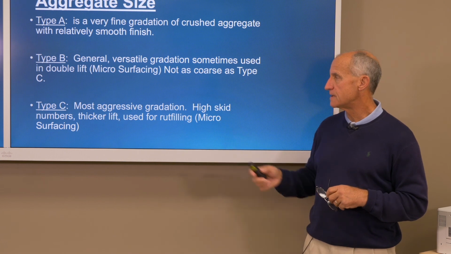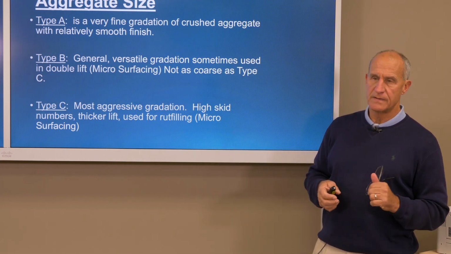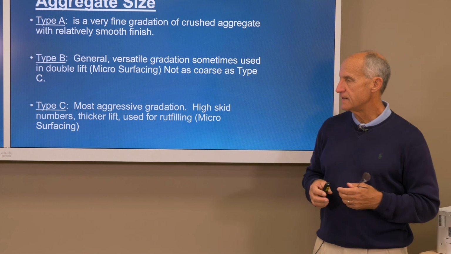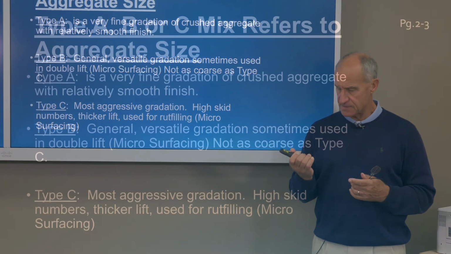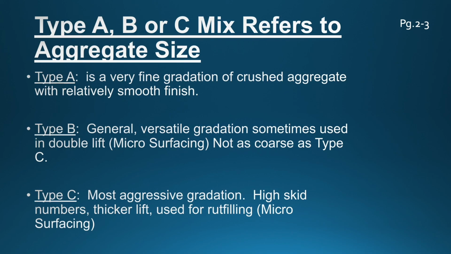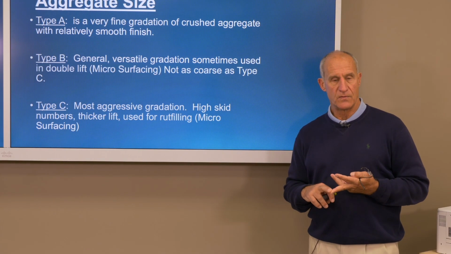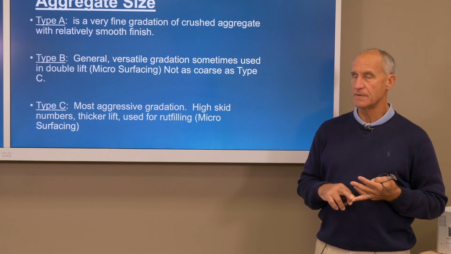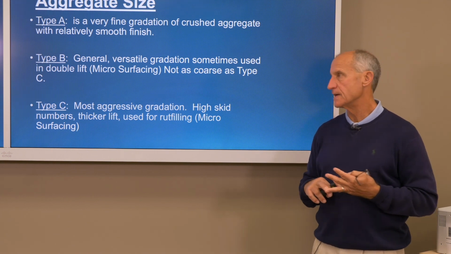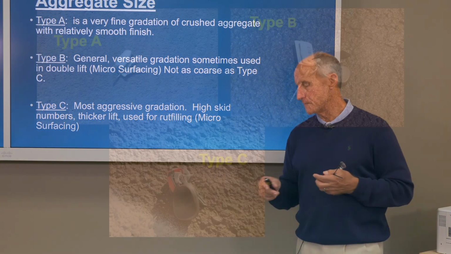Not till we get into a type C mix, where the rock in that particular gradation of number 10 aggregate is about the size of a fingernail. It'll be the largest size rock that you'll be using there. It'll give you the most aggressive gradation. The higher skid numbers will be achieved by using the type C aggregate. And if we have to get into any reprofiling or rut filling work with the microsurfacing, this is the gradation that we're looking for to be used there.